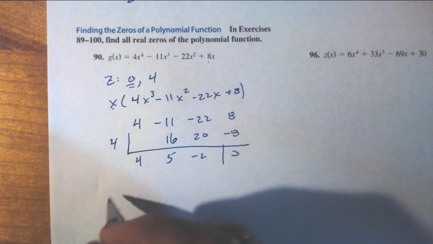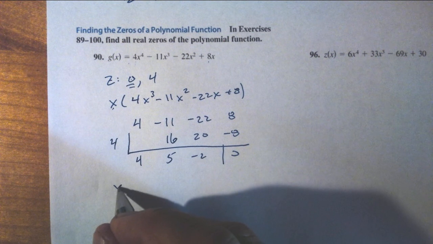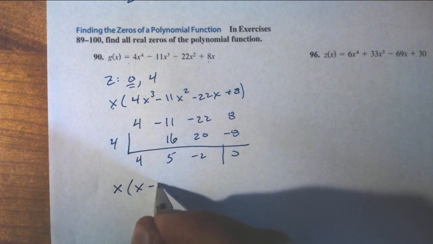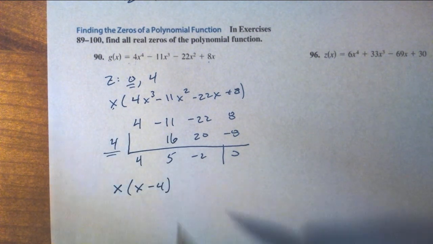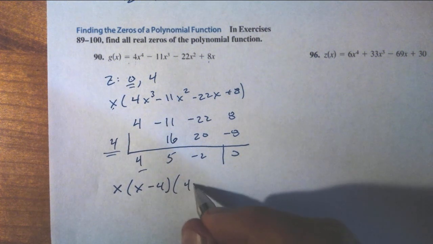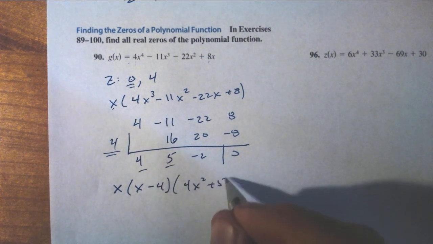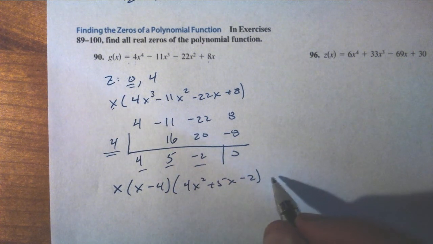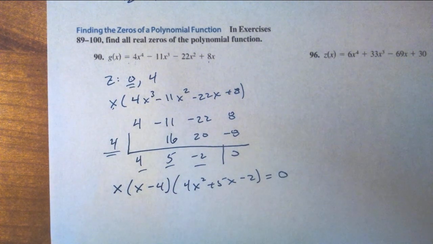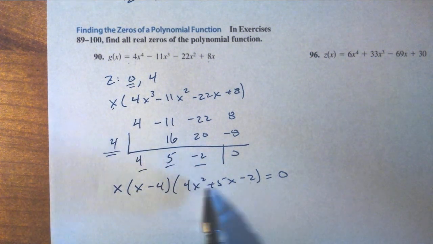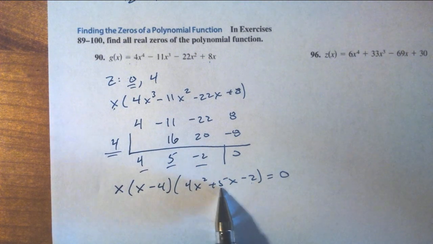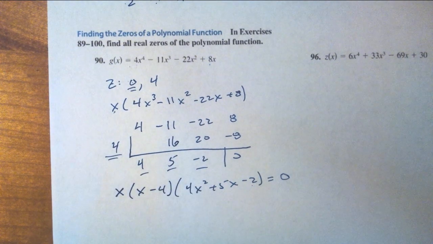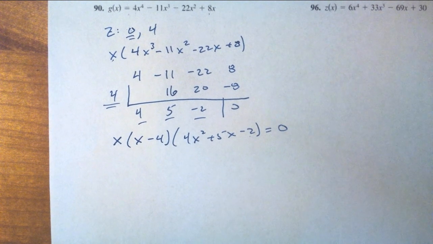So right now I've got this factored into x times x minus 4, my box 4, times 4x squared plus 5x minus 2, and I'd like to know where that equals 0. And they're not going to be rational zeros because there are not factors of -8 that add up to 5.